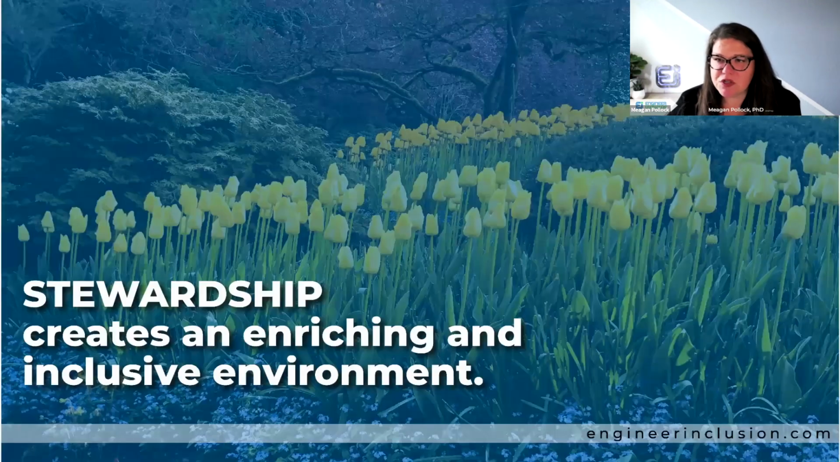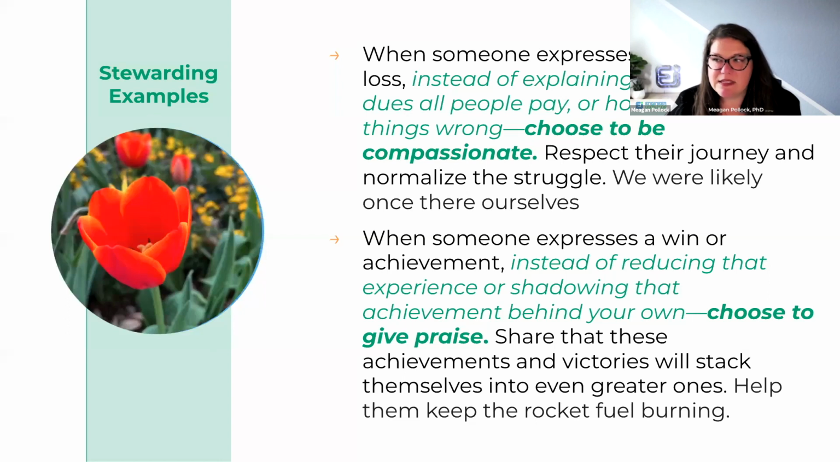So stewardship is being entrusted with what's in your care. It's being intentional about creating an environment where people can grow and improve while enhancing their sense of well-being. And ultimately, it's creating a very enriching and inclusive environment. So let's look at some stewarding examples.